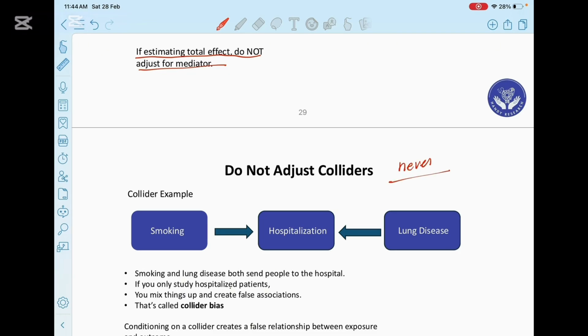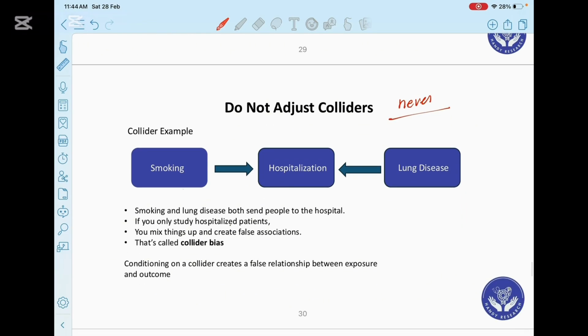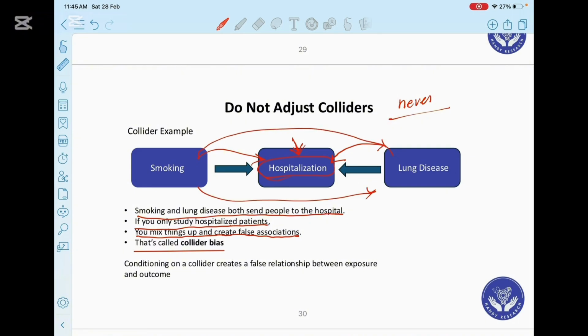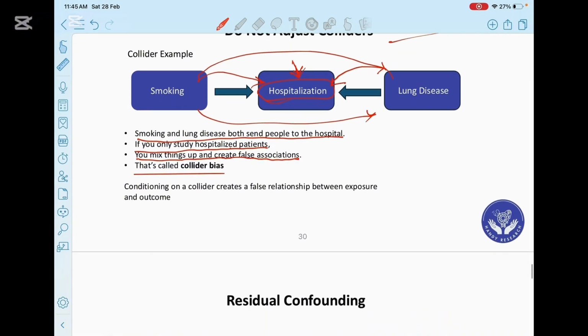Do not adjust colliders. Let's take an example: smoking causes hospitalization, and lung disease also causes hospitalization. Smoking and lung disease both send people to the hospital. If you only study hospitalized patients, you mix things up and create a false association. That's called collider bias. That's why if you remove the hospitalization, then there is another relationship that would be produced, that is between smoking and lung disease. That's why we never adjust colliders.